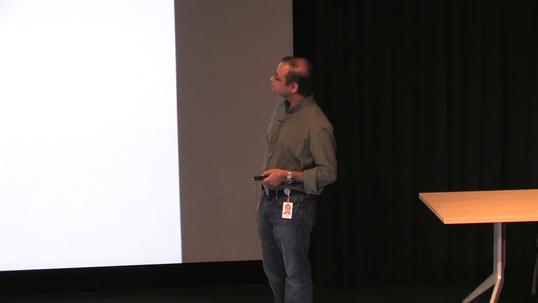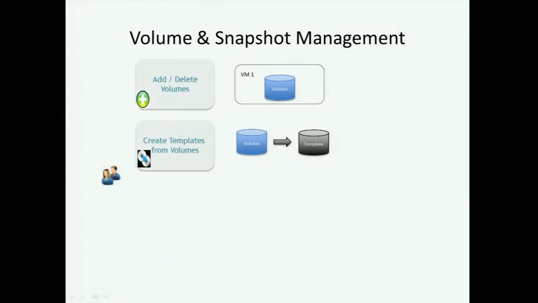Create a template from the volume. So let's say you start with an ISO. You can boot from an ISO in CloudStack, and then you install the VM into a volume. Let's say you're creating a MySQL template. You boot from, say, the Red Hat CD, you install Red Hat on a volume, you install MySQL on it, customize it the way you want, and when you're happy with it, you can create a template from that volume. And then the next time you can just use that template to create a MySQL server.